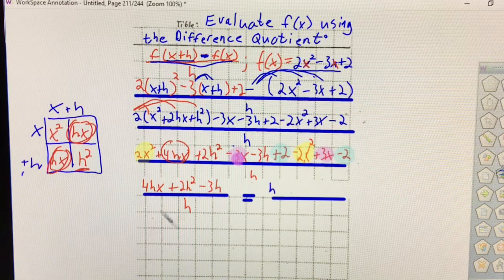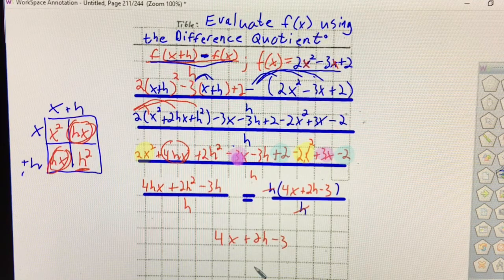So I'm going to factor an h out from the top. And notice there's still an h on the bottom. So when I factor that h out, when I take an h out of 4hx, that leaves me with just 4x. When I take an h out of 2h squared, that leaves me with just 2h. And when I take an h out of minus 3h, that just leaves me with minus 3. And notice these h's will simplify. My final answer is going to be 4x plus 2h minus 3.